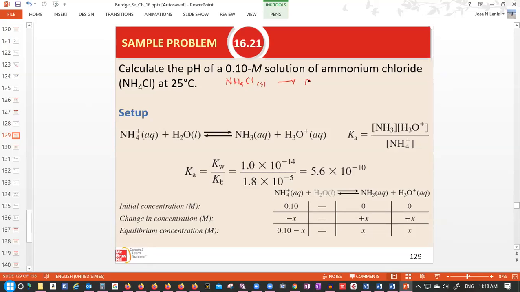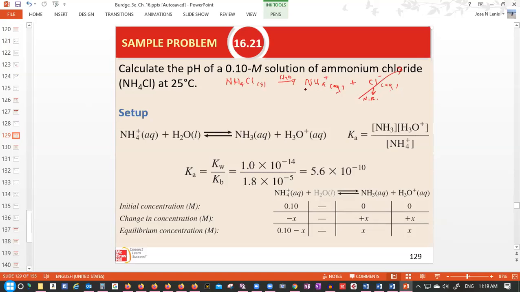So it's a dissociation: NH4+, aqueous. So you have water here, plus Cl minus. And do the analysis. This conjugate base comes from a strong acid, therefore too weak to react with water. No reaction here. No reaction with water. So don't worry about that.